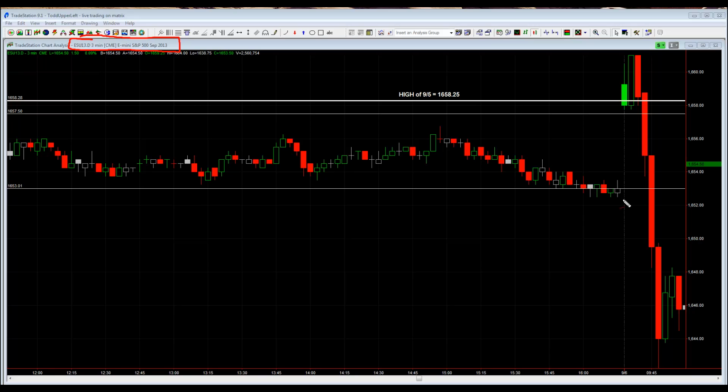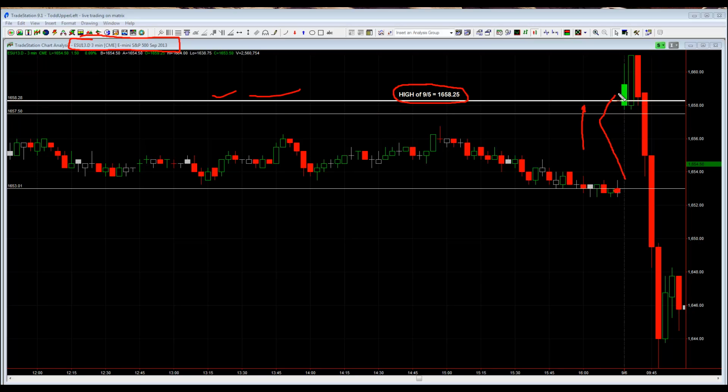Yesterday, Thursday, the 5th of September, the market closed right here at 1653. And as you can see, the market opened up a lot higher today, 1659 and a quarter, 6 and a quarter points higher. Yesterday's high was 1658 and a quarter, so I wrote that out for you, and this white horizontal line represents yesterday's high.